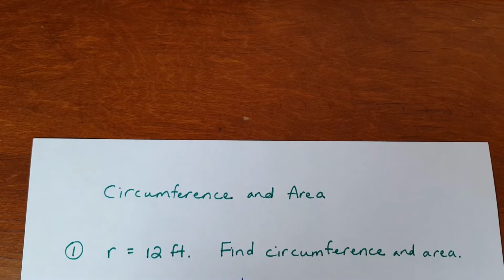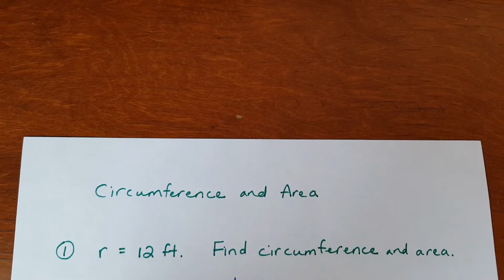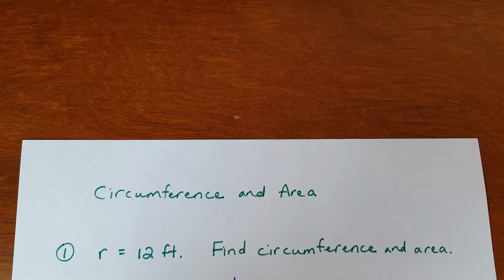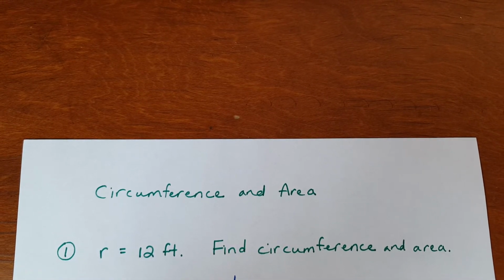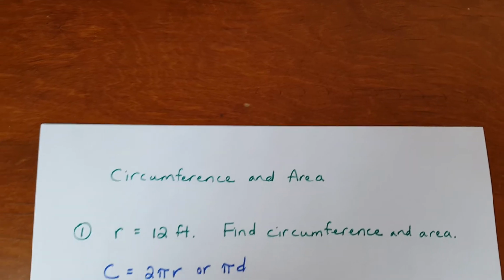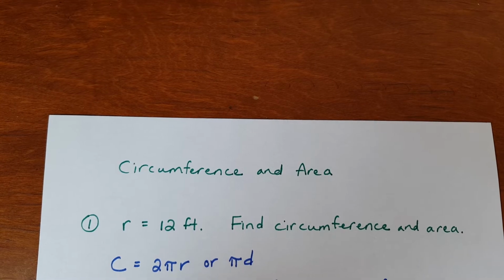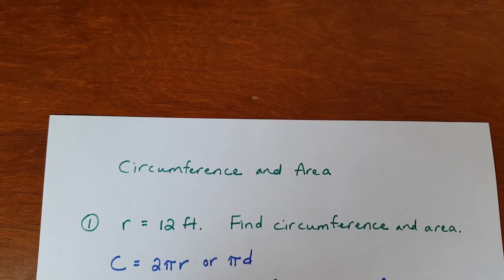Number 1. If the radius is 12 feet, find the circumference and area. You'll recall that circumference is the distance around a circle, like the perimeter of a circle, and area is all the space inside a circle. The formula for circumference is 2 pi r or pi d, where r is radius and d is diameter.